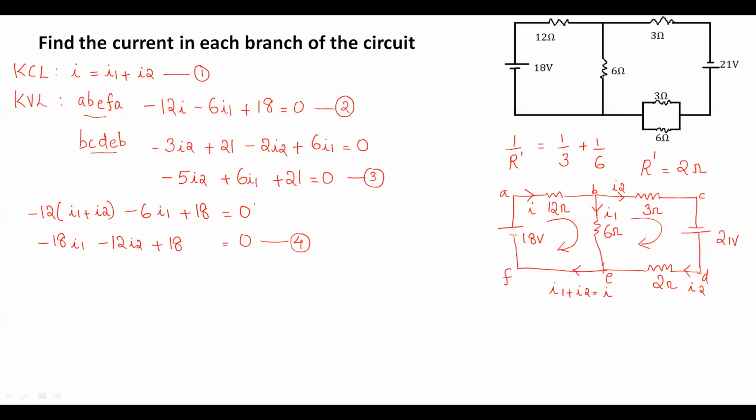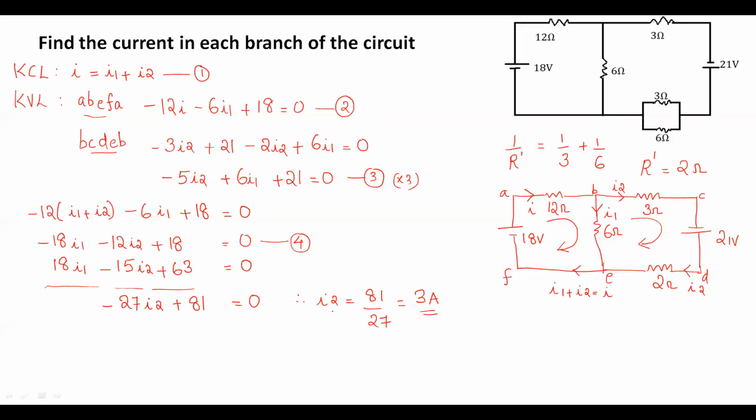All right. So what I can do is, for simplifying, I can multiply equation 3 by 3. Okay. And then the equation would be 18I1 minus 15I2 plus 63 equals 0. Now simply add these 2 equations. Then what would you get? Minus 27I2 plus 81 equals 0. Therefore, I2 is equal to 81 by 27, which is equal to 3 amperes. So we have obtained the value for I2.